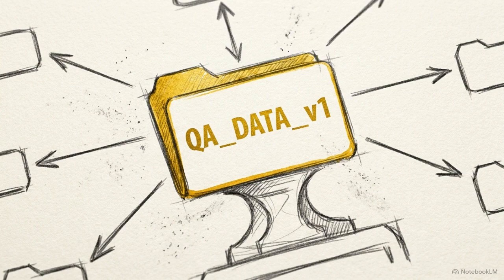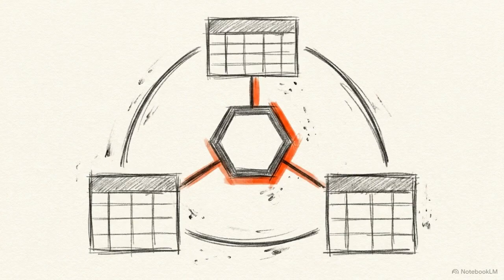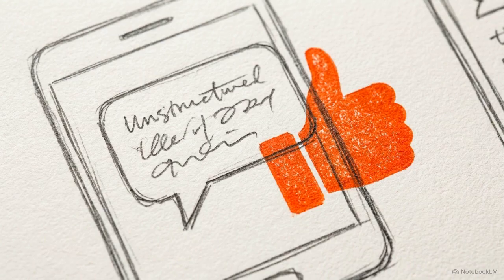Before you configure any tools, you need a ground truth dataset. This step will consume your first 2 days, and it matters more than any other decision you make. You build this dataset from 3 sources. First, you pull anonymized production logs. These capture real user intent, which is far more valuable than what the team assumes users will ask.